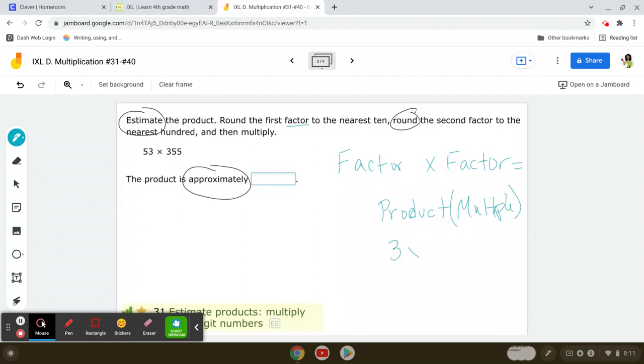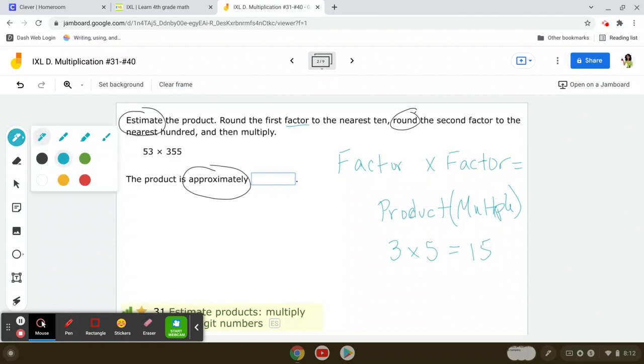Quick example, 3 times 5 is 15. The factors are 3 and 5. And the product is 15. Product is the answer to a multiplication problem. 15 is a multiple of 5. 15 is a multiple of 3. So all those vocabulary words you can kind of use interchangeably. Anywho, round the first factor to the nearest 10.